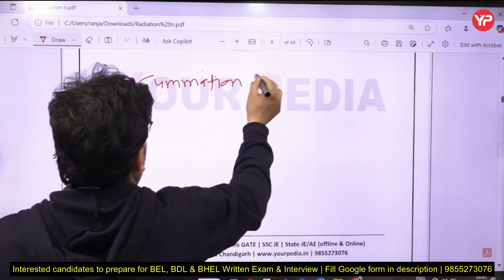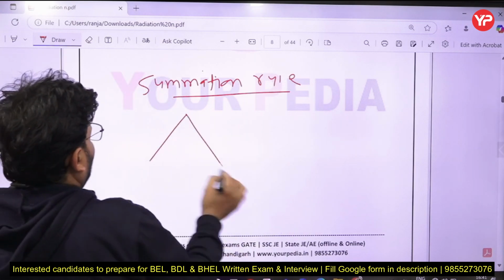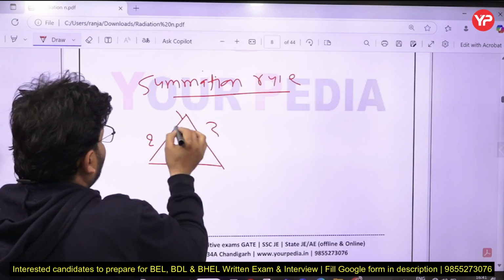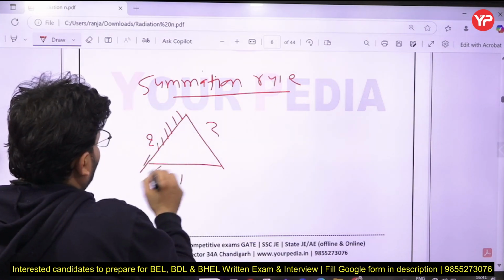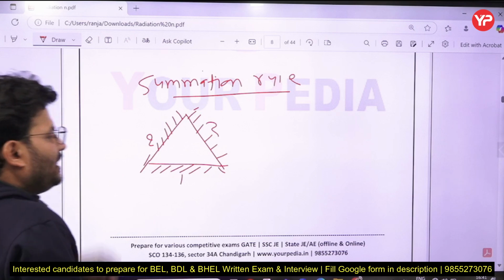Summation rule. What is the summation rule? Suppose there are three surfaces. Let's assume this is surface 1, that is surface 2, that is surface 3. It is pointed from the outer surface, so whatever is happening, that is happening in the internal surface.